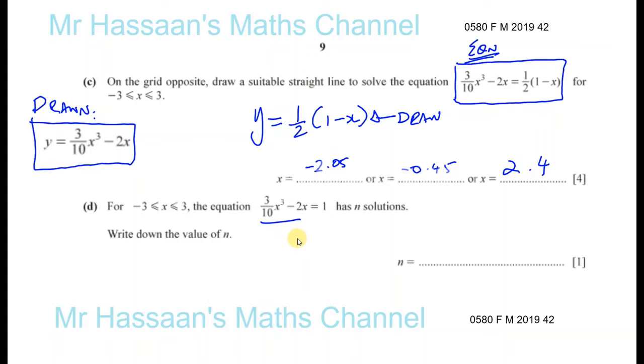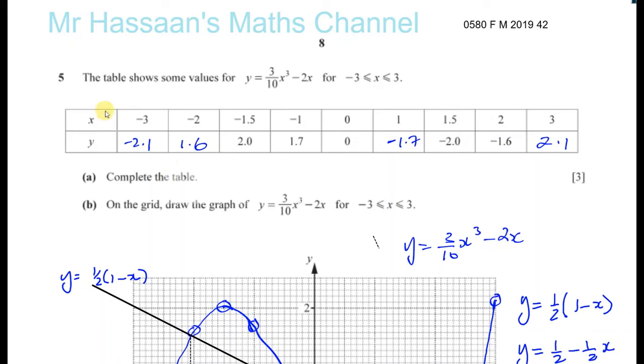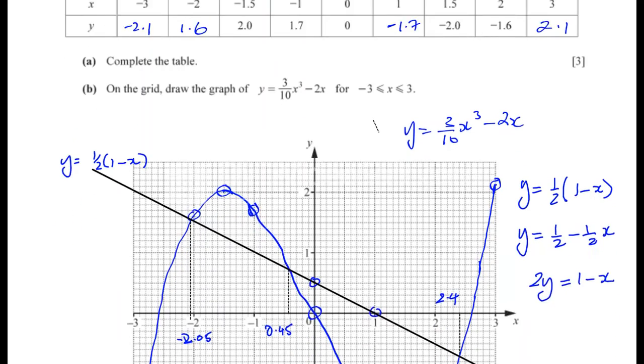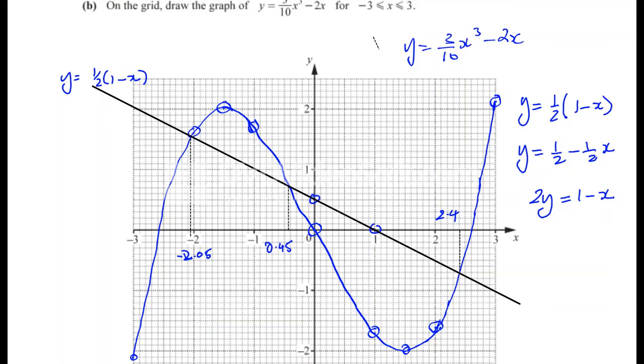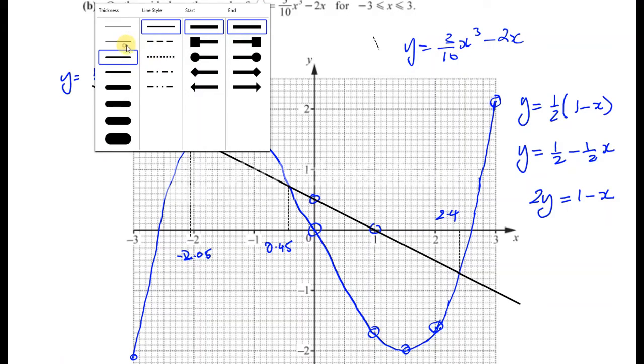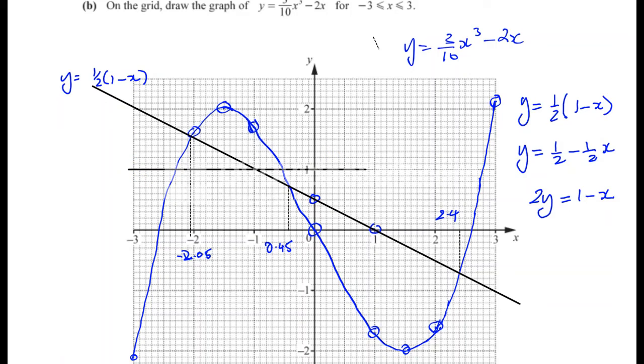So to find the solutions to this equation, we have to draw y equals whatever's on the other side, which is y equals 1. So if we draw the line y equals 1, which is just basically a horizontal line that passes through 1 on the y-axis, it's going to basically be this line right here. That is the line y equals 1.